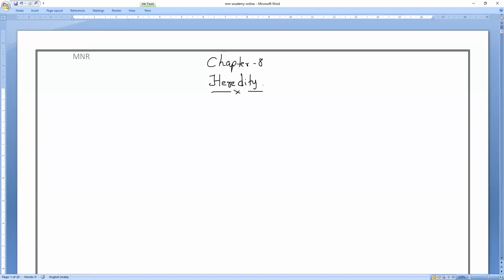Only heredity. Okay. So now, as I said earlier, in this chapter, there will be only two concepts that we are going to study completely, the most important thing. So in that, either 4 or 5 questions will surely be there in our board exam. 100% guarantee question from heredity.